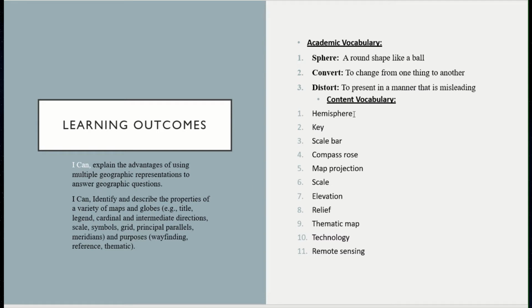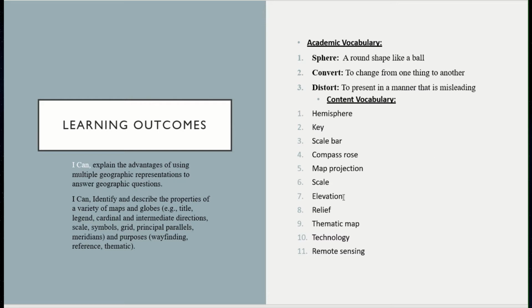On the right side, you can see the academic vocabulary: spare, convert, and distort, which means incorrect information. And these are the content vocabularies: hemisphere, key, scale bar, compass rose, map projection, scale, elevation, relief, thematic map, technology, and remote sensing. Some of the vocabulary words we'll discuss in this lesson, and the rest we'll cover in upcoming lessons.